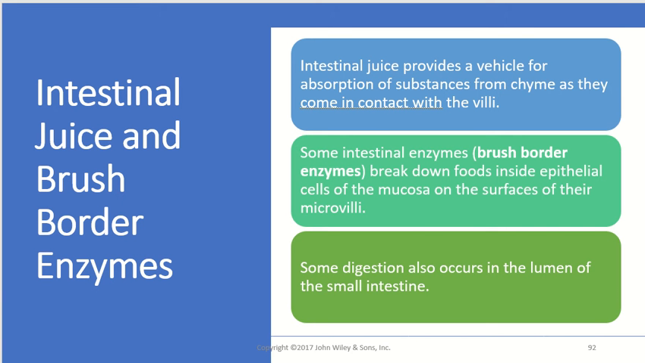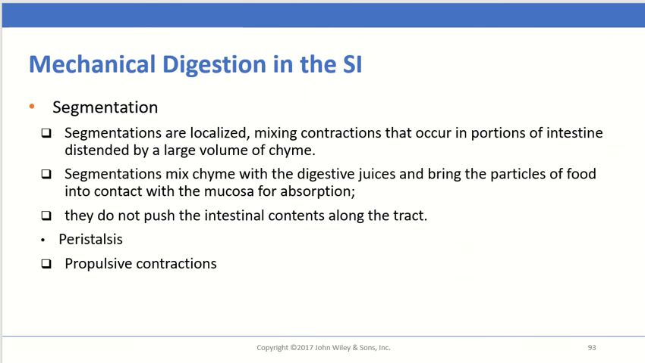So looking at those intestinal juices and those brush border enzymes, intestinal juices are going to provide a vehicle for the absorption of substances from the chyme, and they're also going to come into contact with the villi. Some intestinal enzymes, like those brush border enzymes, are going to break down foods inside the epithelial cells of the mucosa on the surface of their microvilli. And then some of this digestion is also going to occur in the lumen of the small intestine.